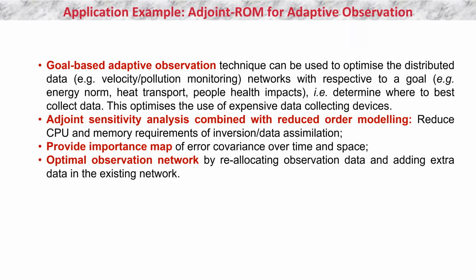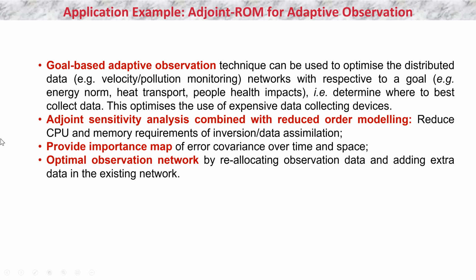There is a method we call the goal-based adaptive observation method for optimizing the data. Basically we use this method to tell you where to collect the data. Collecting data is sometimes very, very expensive. This method tells you where and when you should collect the data. In a very big area, it's not clear where you should really collect the data, so that the collected data, once introduced into the physical model, can significantly improve the model results.